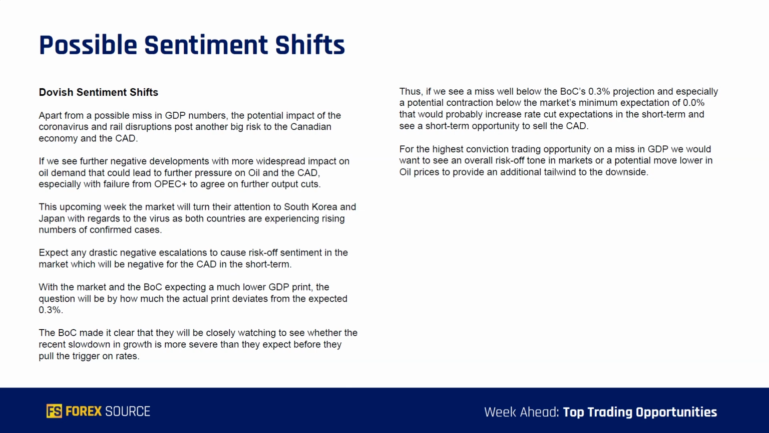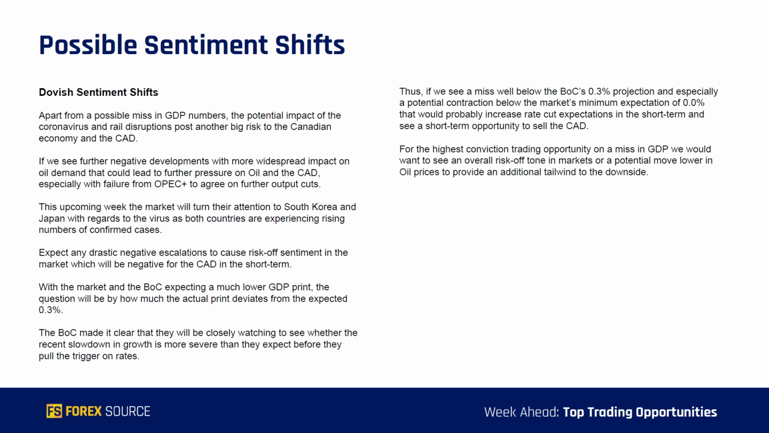Now, with the market and the BOC expecting a much lower GDP print already, the big question for this week's Q4 GDP will be by how much the actual print deviates to the upside or to the downside from that expected 0.3%. Now, the BOC made it very, very clear that they will be closely watching to see whether the recent slowdown in growth is more severe than they expect before they pull the trigger on rates. Thus, if we do see a miss well below the current BOC's 0.3% projection, and especially a potential contraction below the market's minimum expectation of 0.0%, that would probably increase rate cut expectations in the short term for the BOC and see a short-term opportunity to sell the CAD.